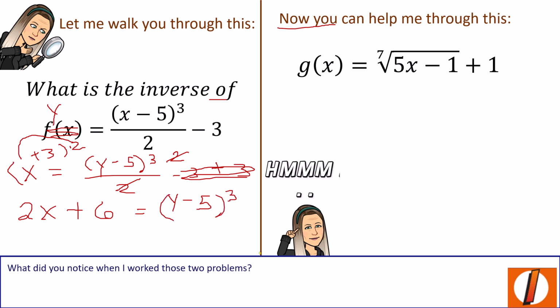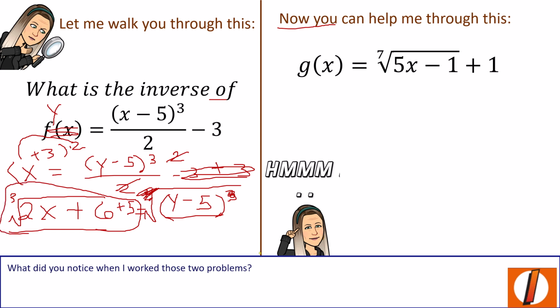All right, so the next step is to take the cube root of both sides. So we have the cube root of 2x plus 6 is equal to, now taking the cube root of a cube is going to leave us with simply y minus 5. And the last step would be to add 5 to both sides to get y. So y is equal to the cube root of 2x plus 6, plus 5.